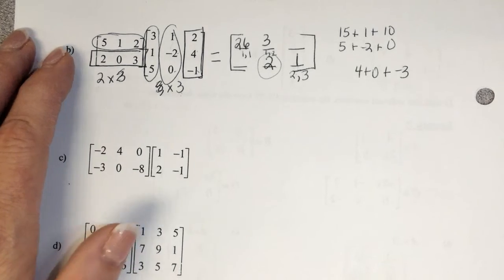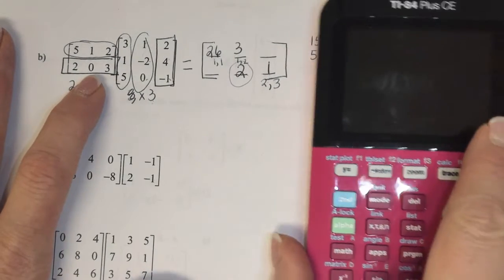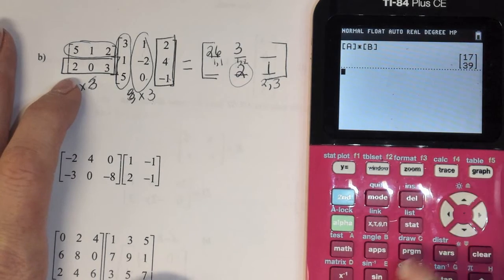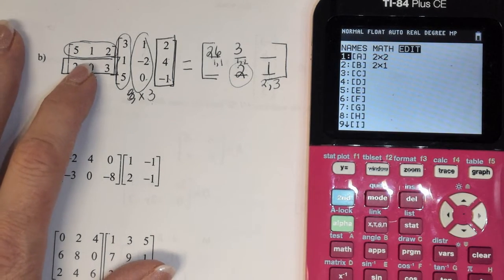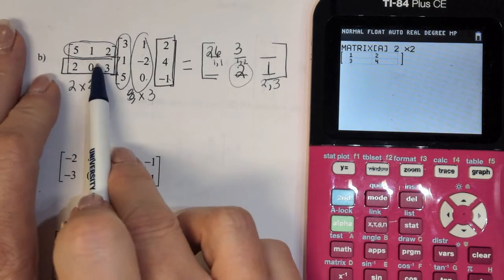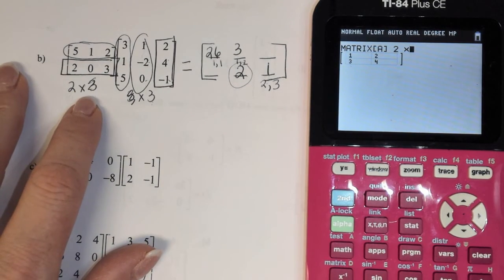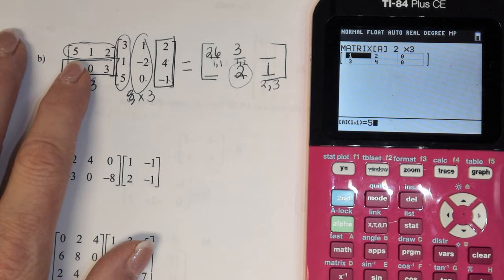How many people got 2? All right, good. Okay, so now let's check what we have so far by putting this back into our calculator. So let's go to Matrix. We're going to go over to Edit. What's the size of this matrix again? So 2 by 3. Put it in.